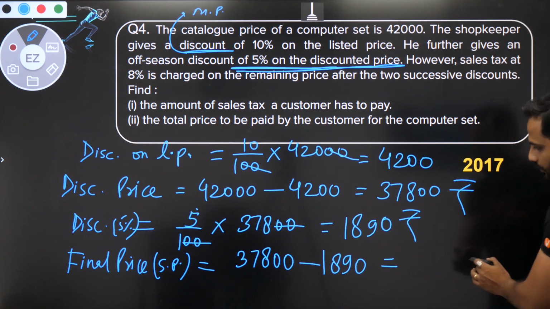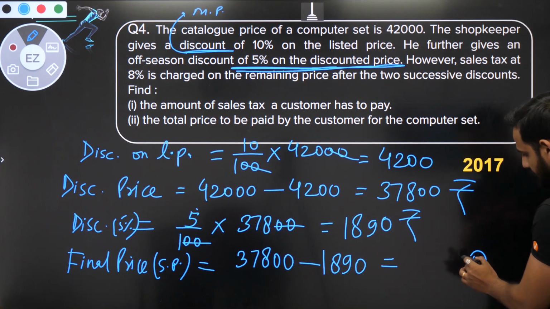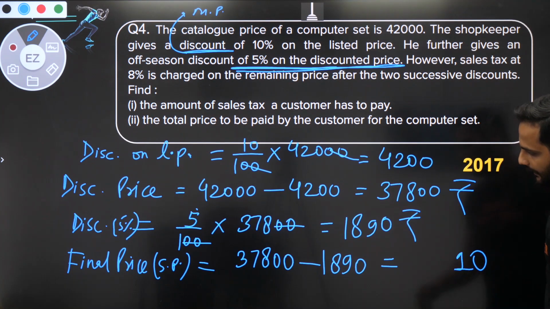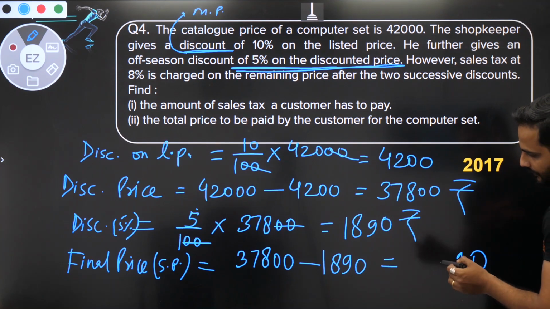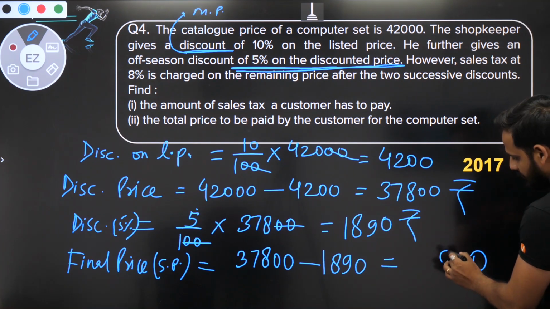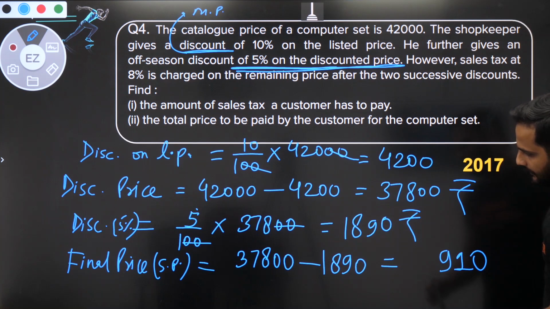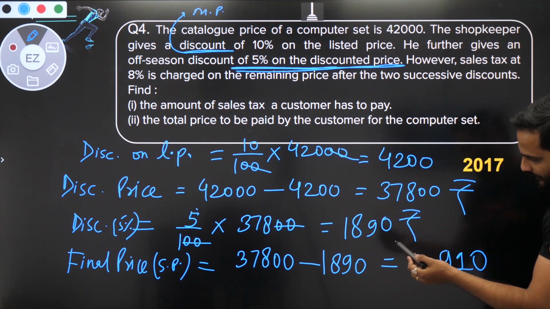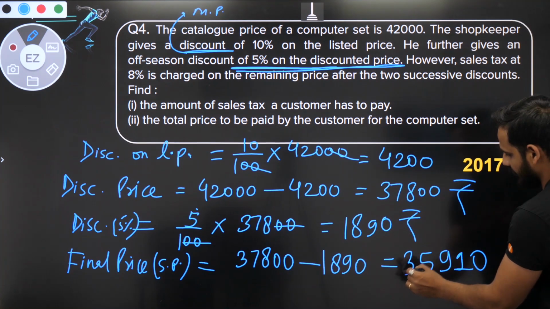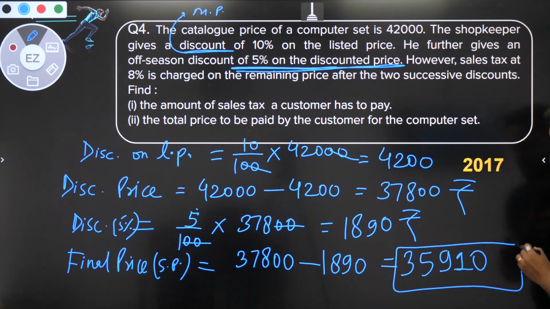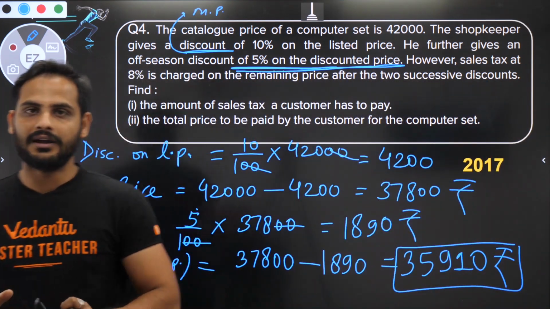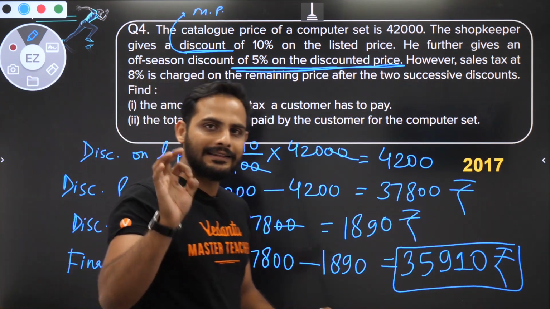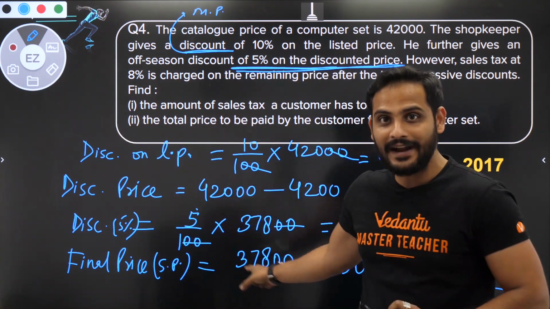It will be equal to 0, 10 minus 9 is 1, and then there it will be only 7. So 17 minus 8 is 9, and then here it will be 6, 5. So 35910. This is the final selling price. This is the price that the customer will pay other than sales tax. But sales tax has to be added here.